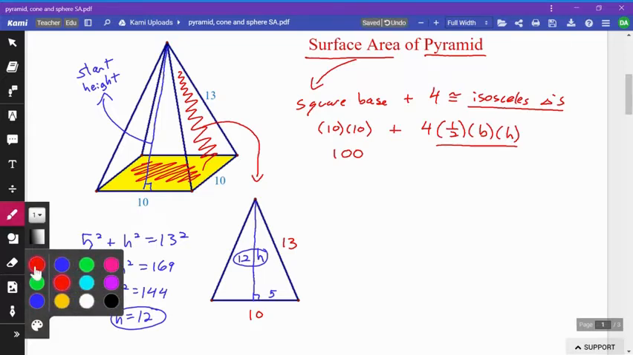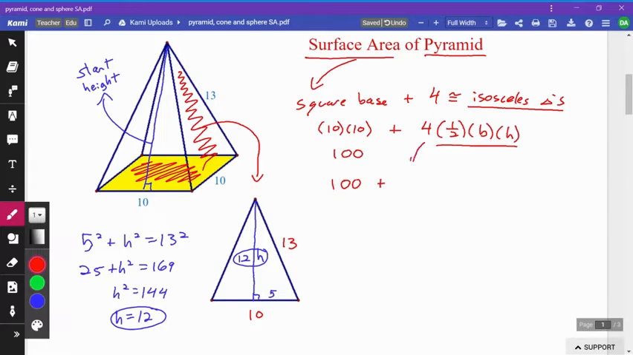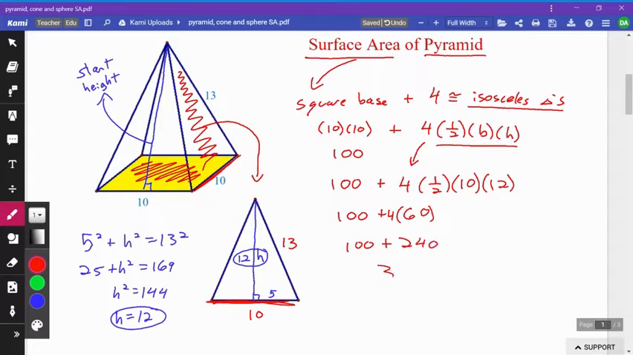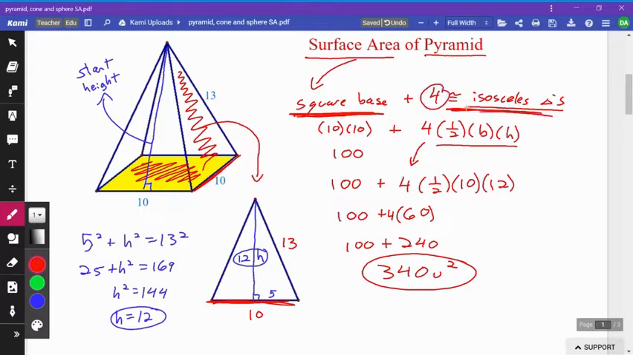So right now, I have the 100 from the base plus 4 triangles. And the area of those triangles are 1/2 times the base of the triangle, which is 10, which is also right here, which is 10, and the height, which we calculated to be 12. So that's 100 plus 4 times 60. So that's 100 plus 240. So that's 340 units squared for the surface area of this pyramid. So it's just remembering, in this example, I had a square base, and then I had 4 congruent isosceles triangles.